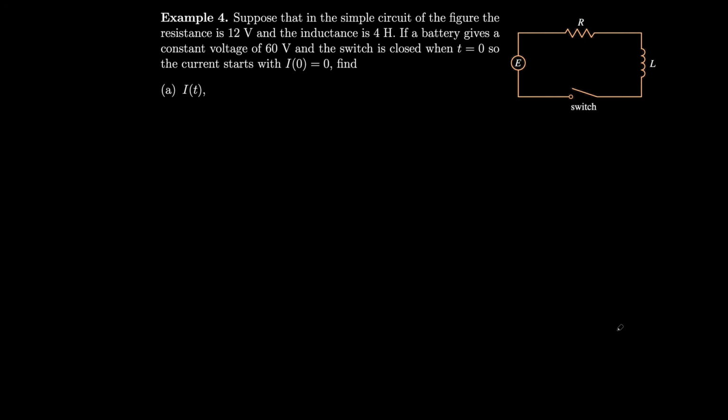Suppose that in the simple circuit of the figure, the resistance is 12 ohms, the inductance is 4 henries. If a battery gives a constant voltage of 60 volts and the switch is closed when t equals 0, so the current starts with I of 0 equals 0, let's find I of t.